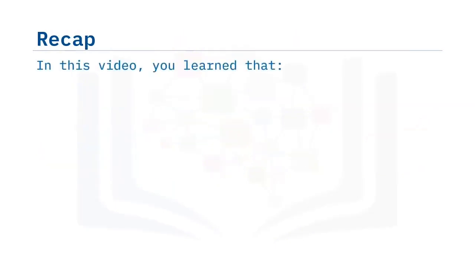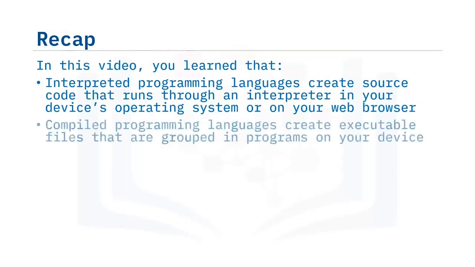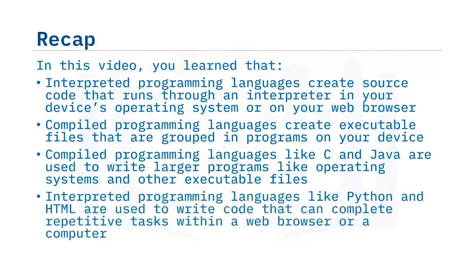In this video, you learned that interpreted programming languages create source code that runs through an interpreter in your device's operating system or on your web browser. Compiled programming languages create executable files that are grouped in programs on your device. Compiled programming languages, like C and Java, are used to write larger programs like operating systems and other executable files. And interpreted programming languages, like Python and HTML, are used to write code that can complete repetitive tasks within a web browser or a computer.